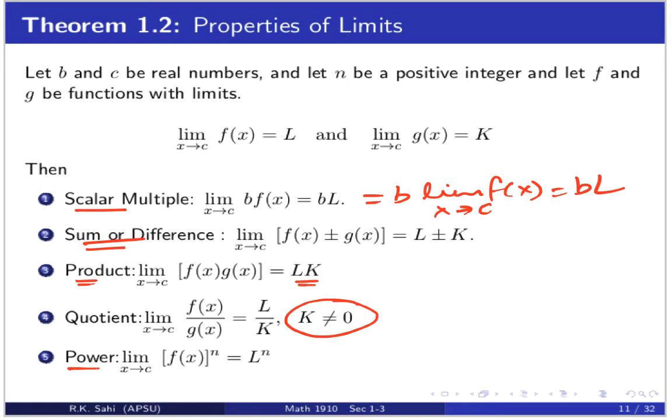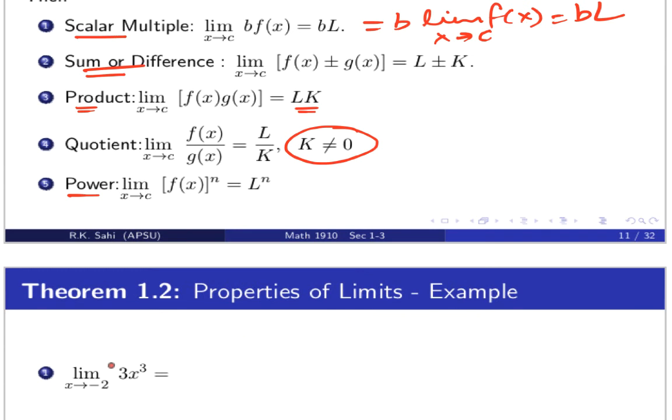And finally, the power property of the limits. The limit as x approaches c of the function to the power n simply means, because we know the limit value, we replace it with the limit value and raise it to the power n. So we're going to do some practice of these properties we just have learned.